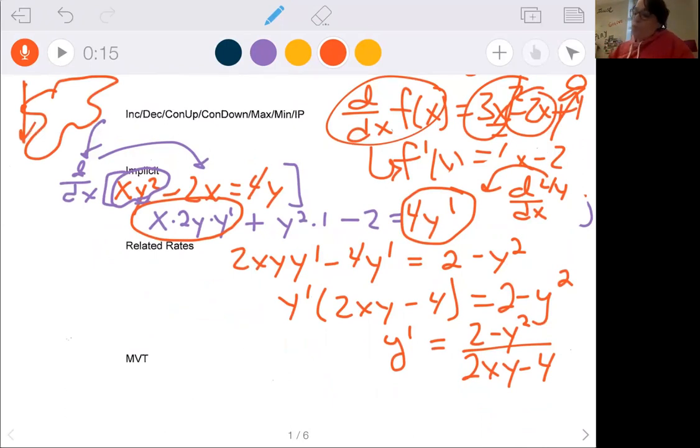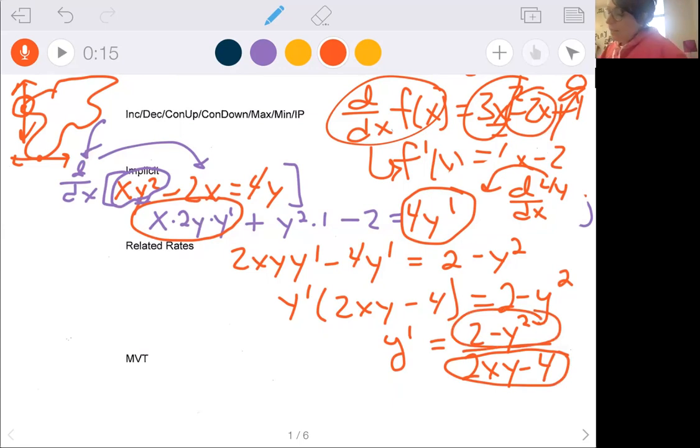Remember, if it said, where is there a vertical tangent line, we'd want that derivative to be undefined, or we'd want this denominator to equal 0. For a horizontal tangent line to an implicitly defined curve, we would want the derivative to equal 0, or the slope of the tangent line to be 0. So we'd set the numerator equal to 0. So keep that in mind as well.